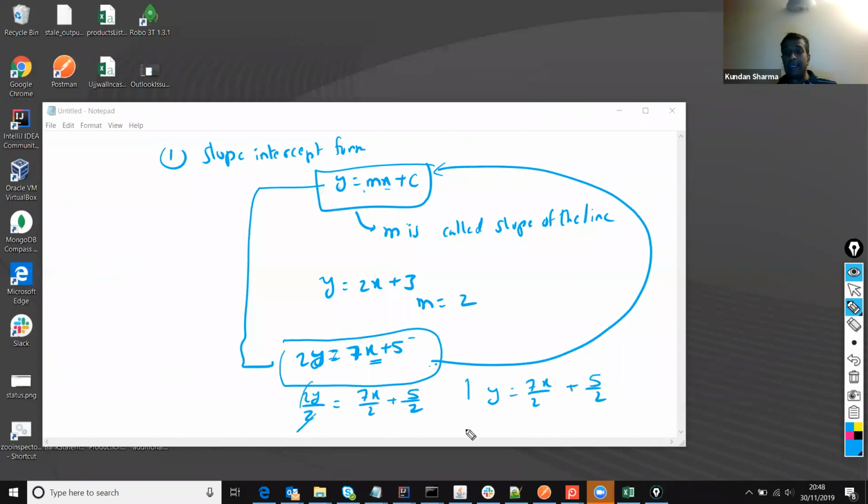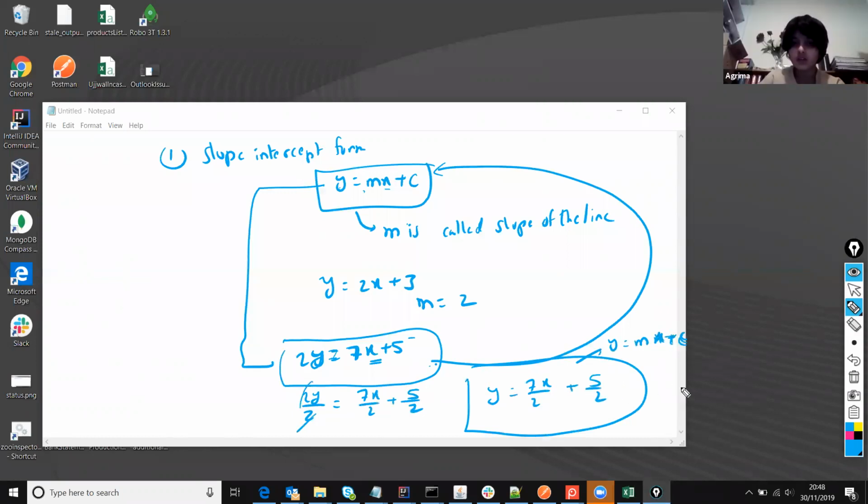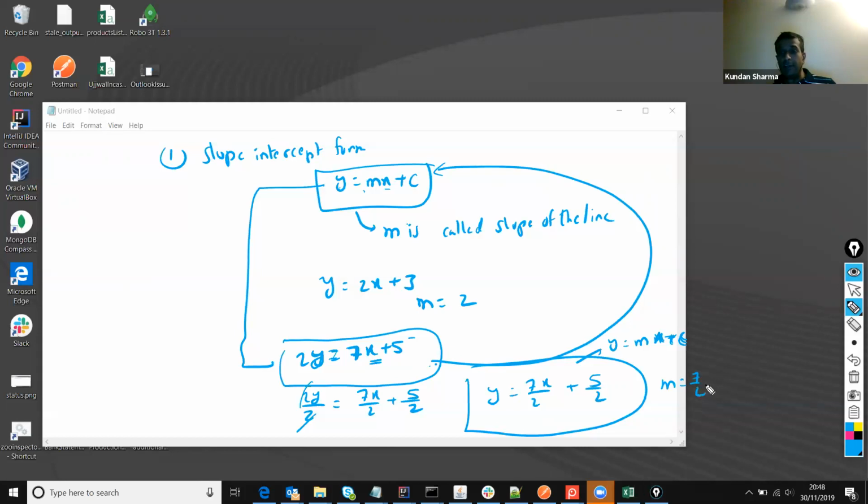Now, can we say that this line is of the form y is equal to mx plus c? Agrima, can we say that? Yes. Now, what is the value of slope now? 7/2. So slope m is equal to 7/2. Is this clear to you?